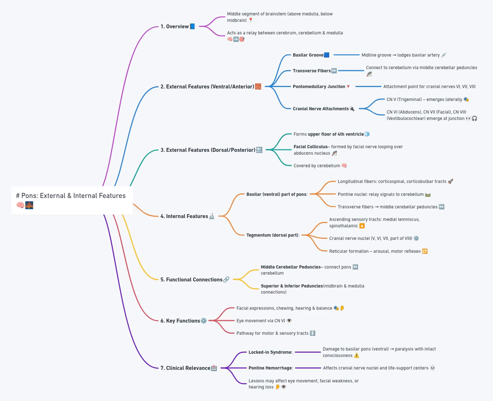You're now observing the pons, the middle portion of the brainstem, situated between the medulla oblongata below and the midbrain above. It acts as a crucial relay station connecting the cerebrum to the cerebellum and spinal cord and houses several vital cranial nerve nuclei and fiber tracts. Let's begin with its external features.